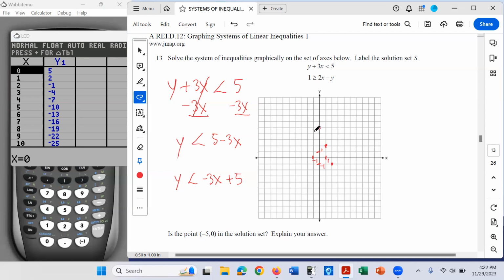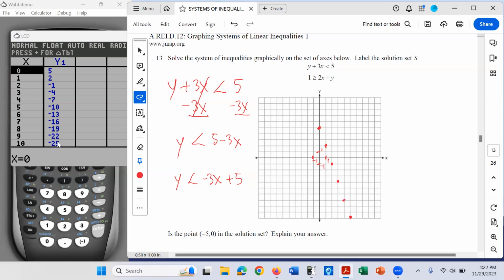You could keep plotting points, or you can follow the pattern. I know this is going down 1, 2, 3, and over 1. So I could follow that pattern. Down 1, 2, 3, over 1. And so on and so forth.